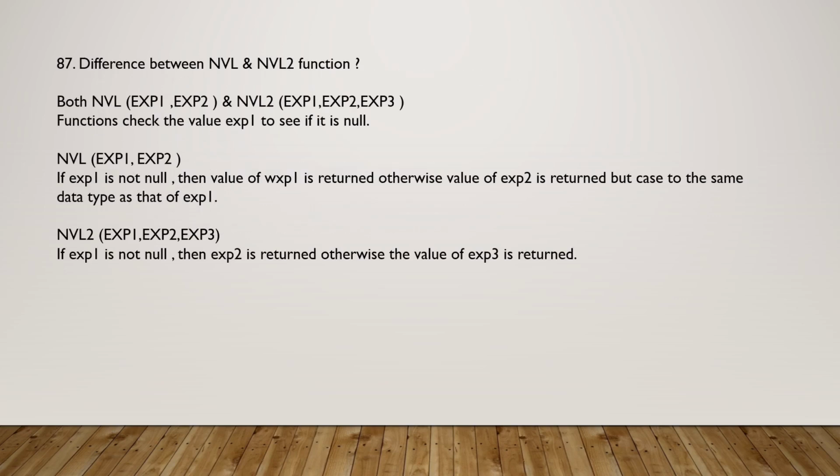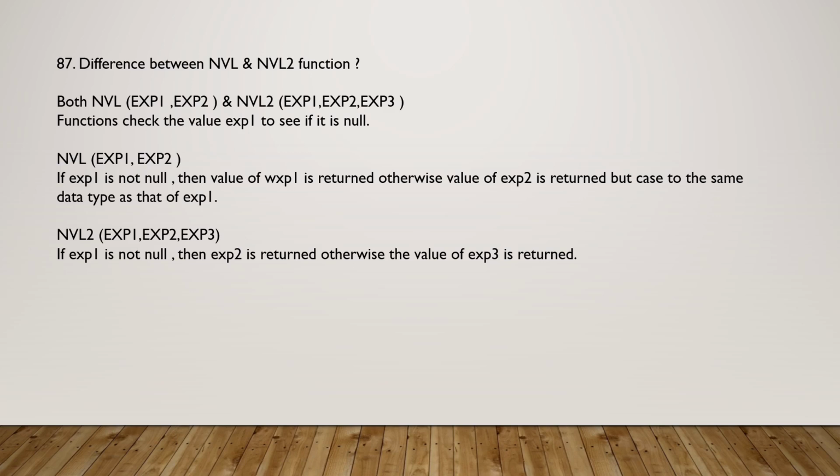Difference between NVL and NVL2 functions. Both NVL and NVL2 functions check the value of expression 1 to see if it is null or not. So NVL(expression 1, expression 2): if expression 1 is not null, then the value of expression 1 is returned. Otherwise, the value of expression 2 is returned. The result has the same data type as that of expression 1.